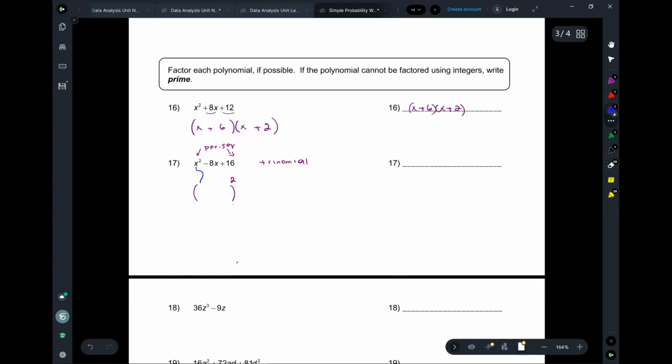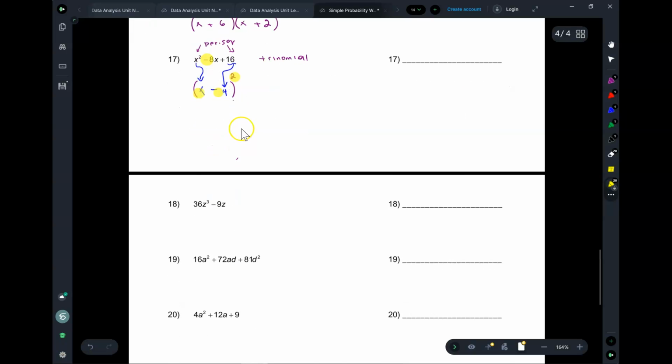You take the first one, you take a square root. You take the last one, you take a square root. Whatever that sign is, you put that sign here. Now, you have to try one more thing. Does 2 times negative 4 times x equal that middle number, negative 8x? Yes, that's how we know we did it correctly. Okay? All right, let's do one more.